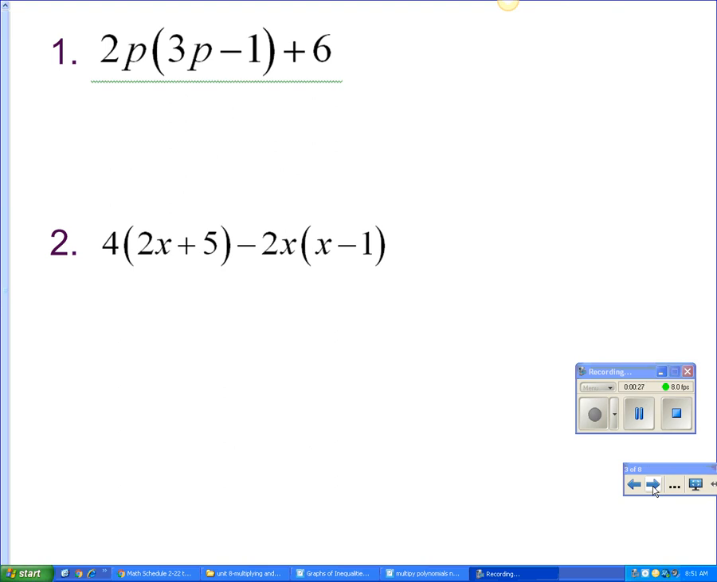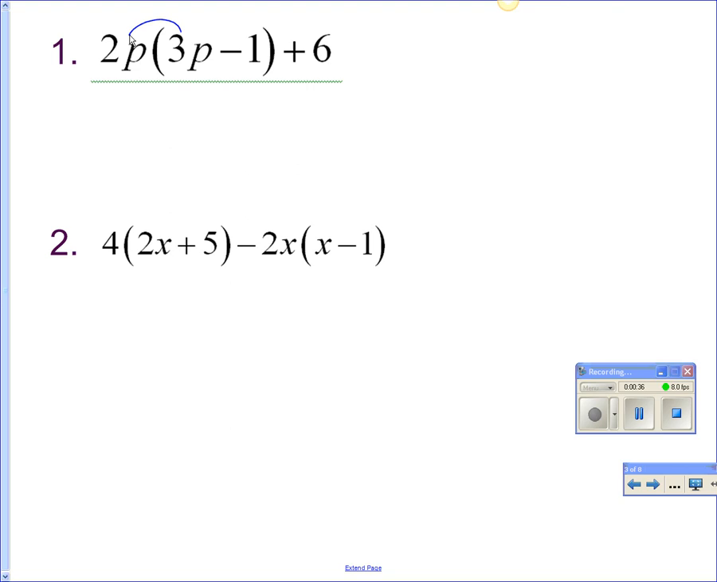To start out with our review, Chuck, what do you think I do with 2p and 3p? Times them. Very good. 2 times 3 is 6. And I'm going to put a p beside it, but it's going to be what? 6p to the... Anybody remember? I put a 1 here. I put a 1 here. So what do I have to do with the little numbers? Add them. So that gives me 6p to the second.